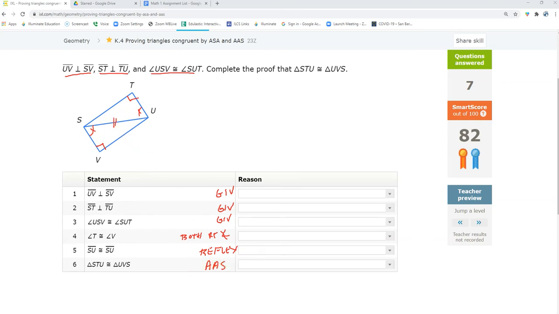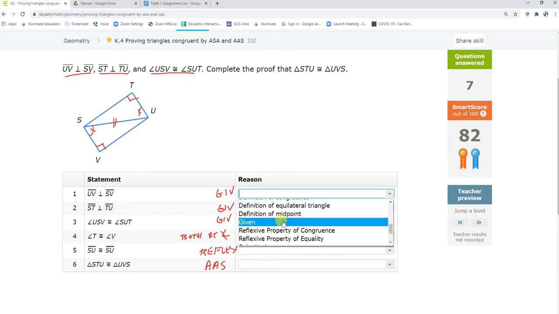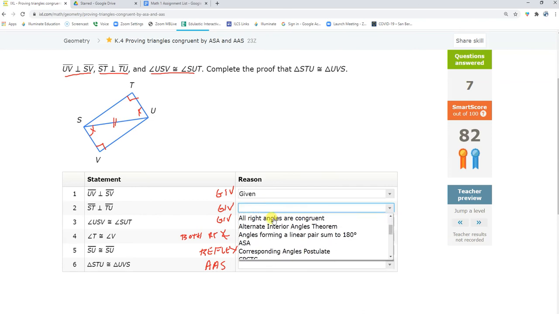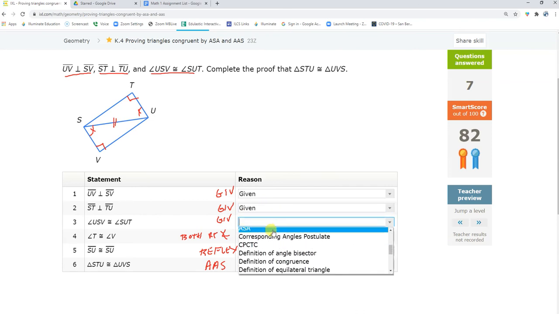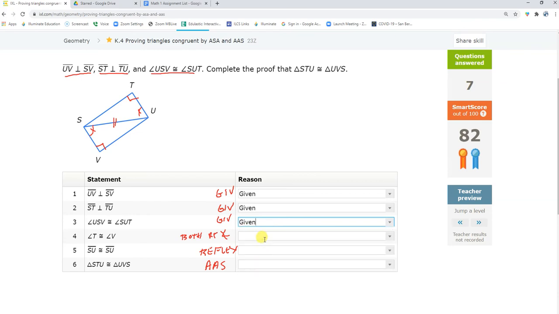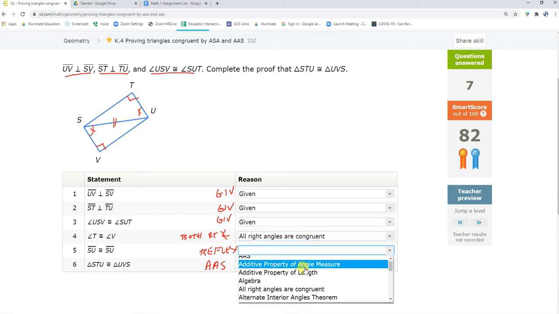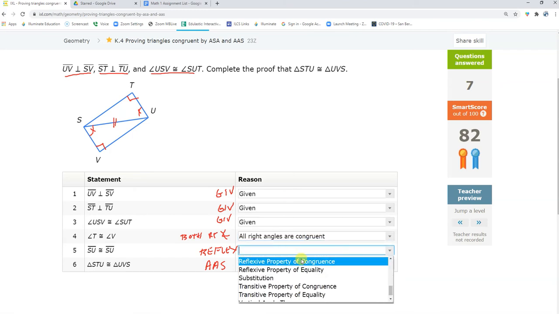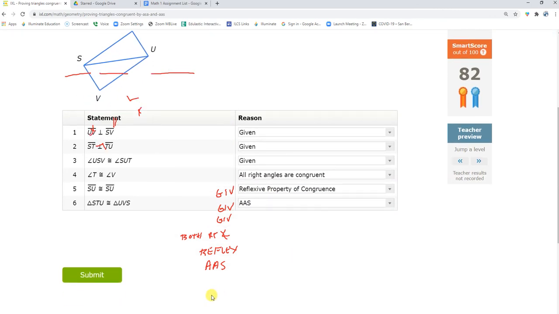All right, let's get all those in here. So given, given, given, given. They're both right triangles, so all right angles are congruent. Reflexive property of congruence, because we're talking about shapes. And then angle, angle, side.